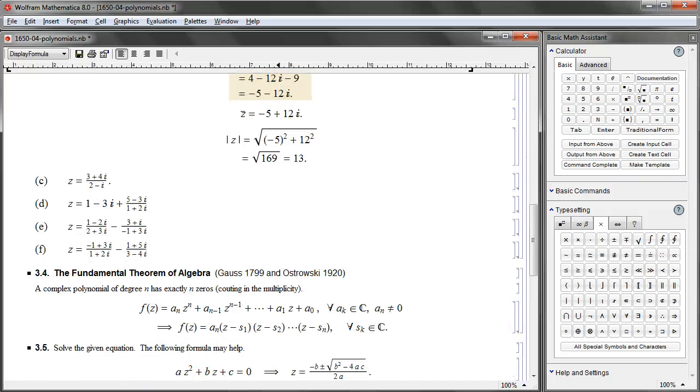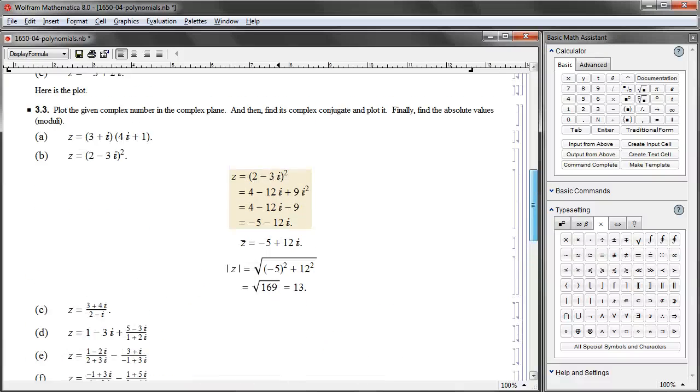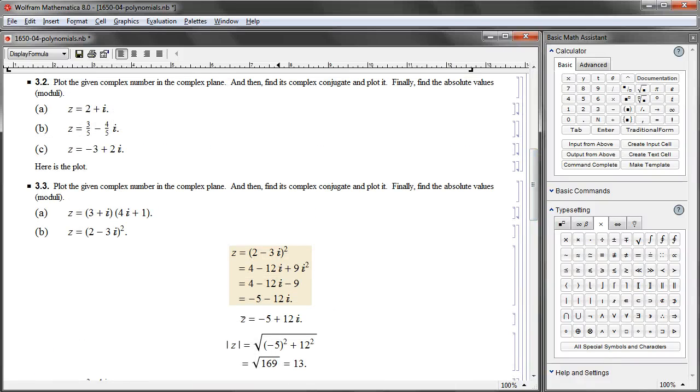So if I want to plot it, I have to plot it at -5 comma -12. Conjugate, easy. All I have to do is change the sign of the imaginary part. And then modulus, well, that's equally as easy. 5 squared plus 12 squared, and then add them up and take the square root. Happens to be we have the square root of 169, or 13.